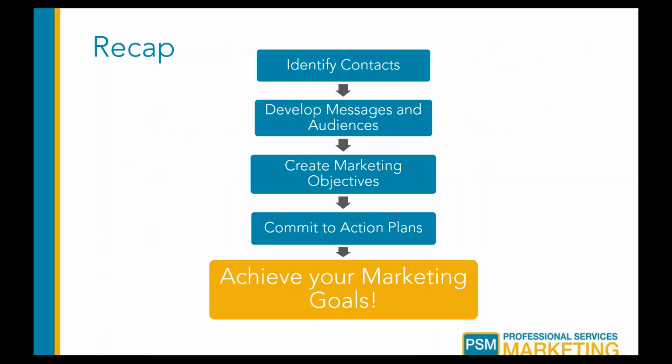So let's recap the 8-step marketing plan. As you can see here, you're identifying contacts, you're developing your messages and refining your audiences, you're creating those objectives, and then you're committing to the action plans that you have with people and with projects.